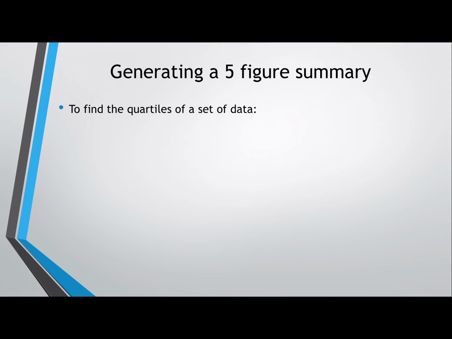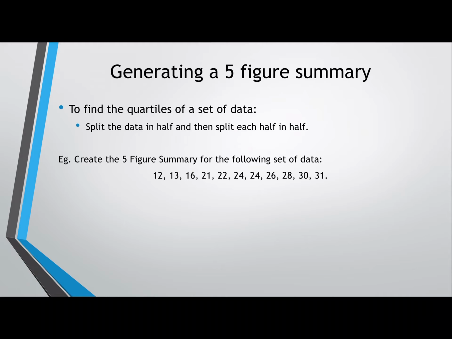To find the quartiles of a set of data, we split the data in half and then split each half in half again. It's the same as when you first started trying to find 25% of something: you'd find half of it, so you'd find 50% by halving, and then find 25% by halving again. That's what we're doing. We split in half and then split each half in half.